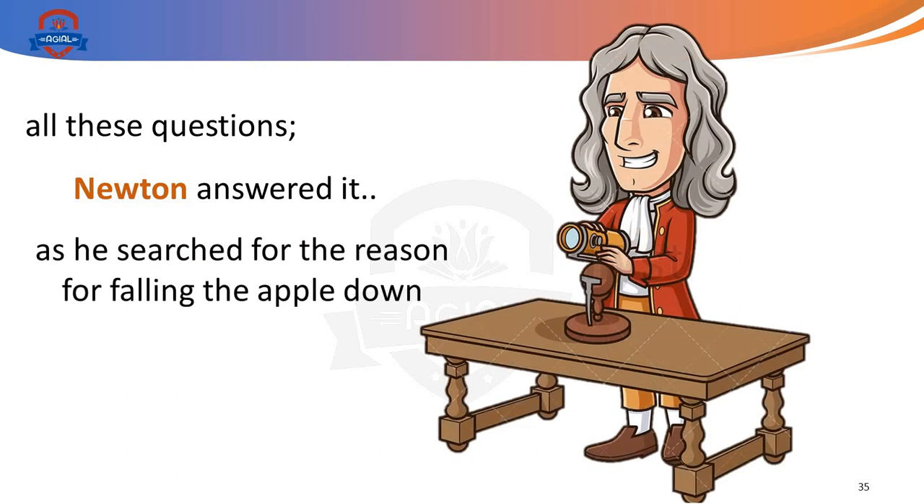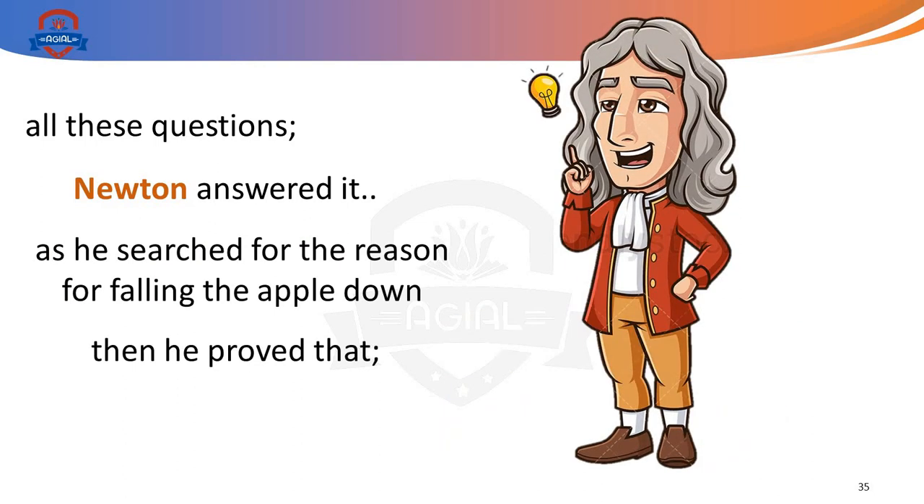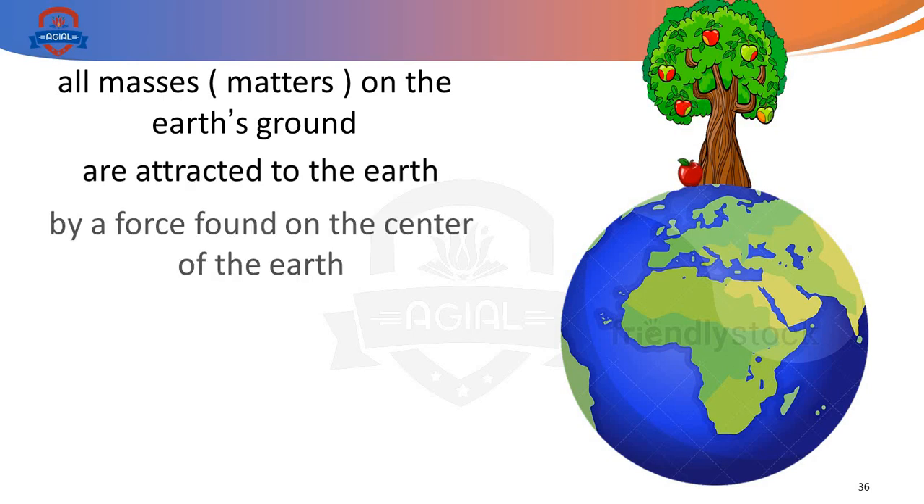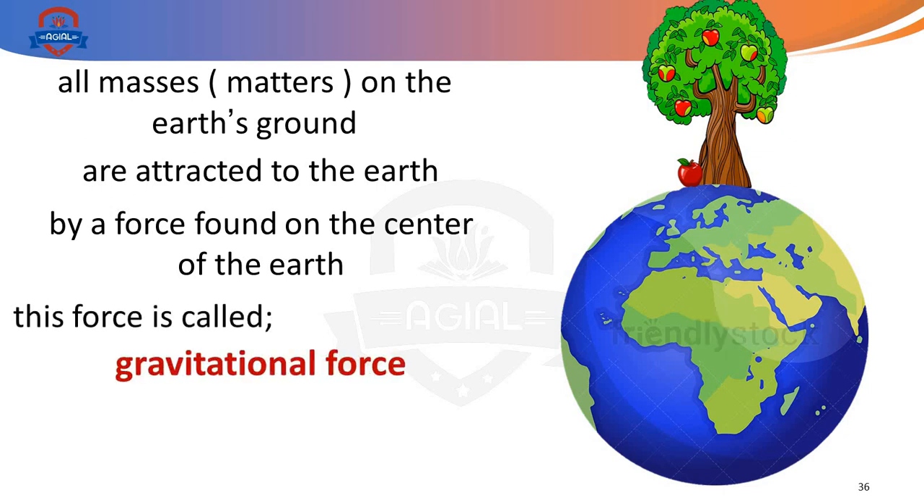As he searched for the reason for the apple falling down, he proved that all masses or matter on the Earth's ground are attracted to the Earth by a force directed to the center of the Earth, which is called gravitational force. Or we can call it weight. So the force is called gravitational force or weight.